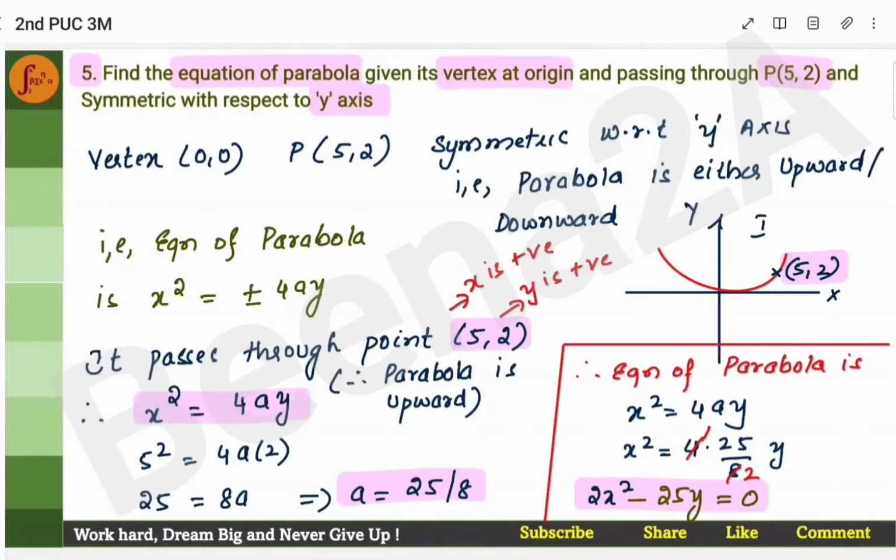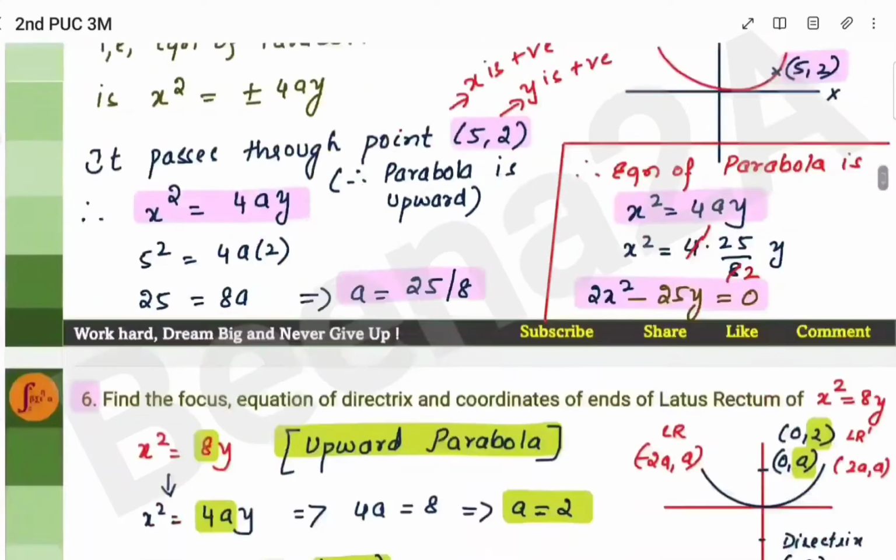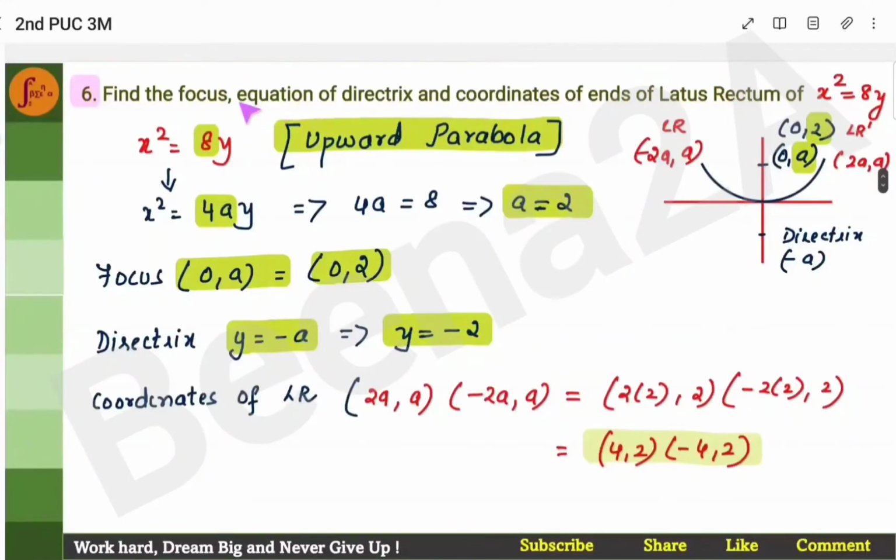Right? Now using the point, you will substitute the coordinates here, you will get a. Once you get a, take the same equation and put the value of a, and you will get the equation of parabola. The last problem, you have to find focus, equation of directrix, and coordinates of ends of latus rectum.